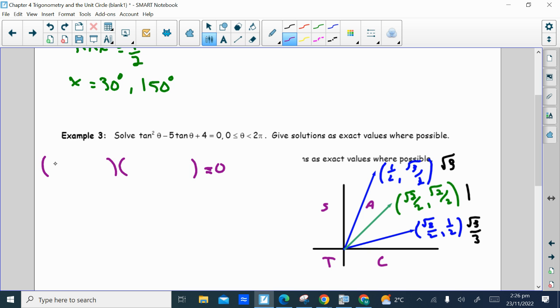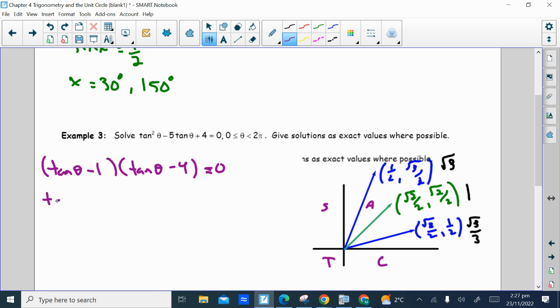The front terms multiply to get tan squared theta. So those two terms must each be tan theta. The last terms multiply to get positive 4. And when we multiply out, we have to get a minus 5 tan theta in the middle, which means you need a negative 1 and a negative 4. You can switch them around. That doesn't matter, because the front terms are the same. You can switch those two numbers around. It won't make a difference.